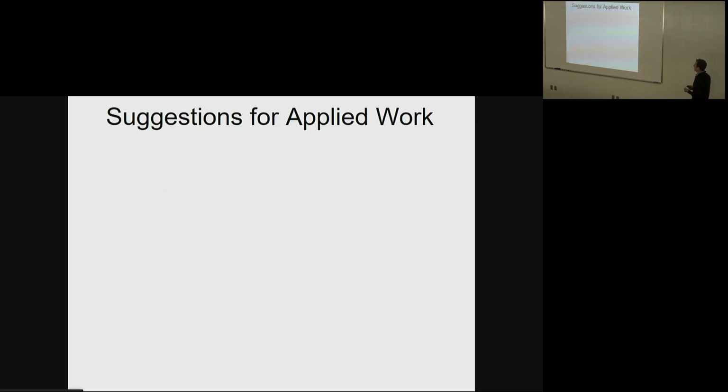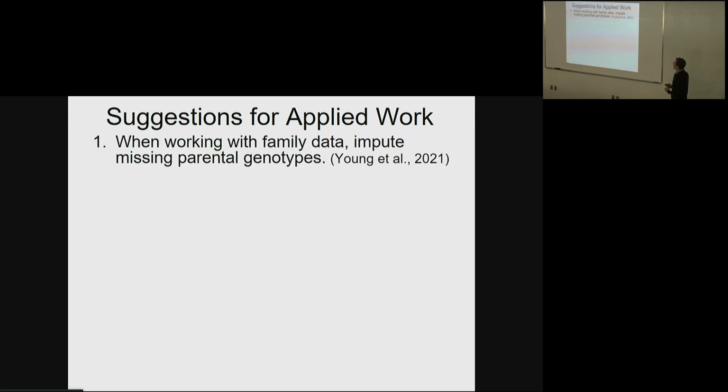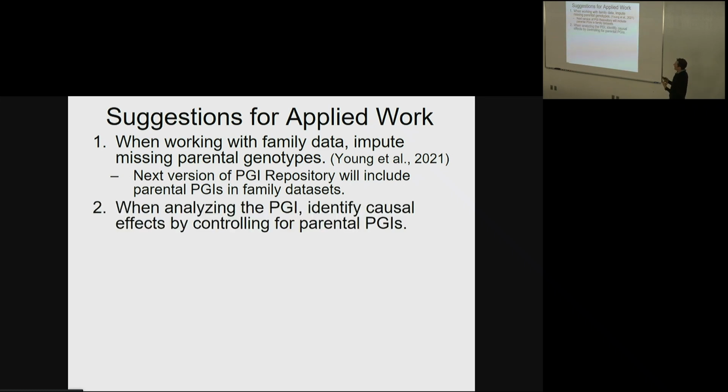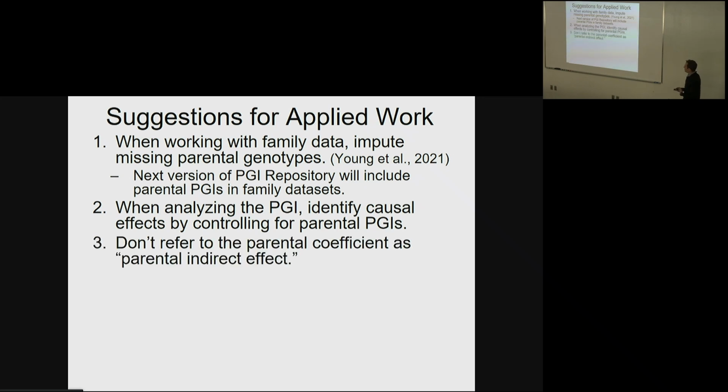Okay, so this is the last slide, just to summarize the suggestions that I'm making. First, when working with family data, impute the parental genotypes. And we're going to try to make that easier in the next version of the PGI repository. In the family data sets, we're going to impute parental genotypes and construct parental PGIs so that users can just download them. When you're analyzing the PGI, identify the causal effects by controlling for the parental PGIs.